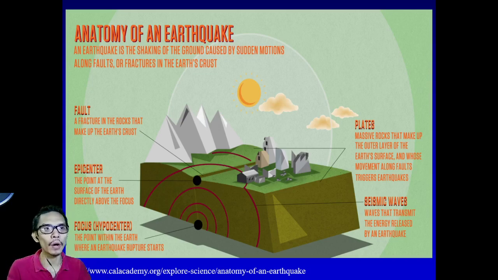These are the things that you need to be familiar with when there's an earthquake. These are the terms associated with an earthquake. First one is fault. A fault is a fracture in the rock that makes up the Earth's crust. When rocks are subjected to deformation during an earthquake, fractures are likely to form in the area where the earthquake happens.